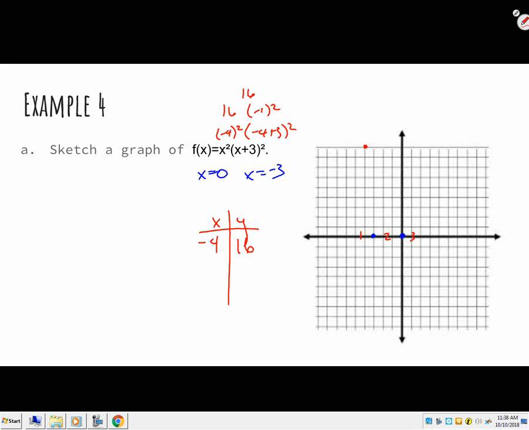So now I'm going to plug something in the second neighborhood. So far today, both my classes have said negative 1, so I guess that looks a little bit more appealing. So I'm going to do all this again, but I'm going to plug in negative 1 for x this time. Negative 1 squared is just 1. And then negative 1 plus 3 is 2. Squared is 4. So 1 times 4 is just 4. So negative 1, 1, 2, 3, 4, right?